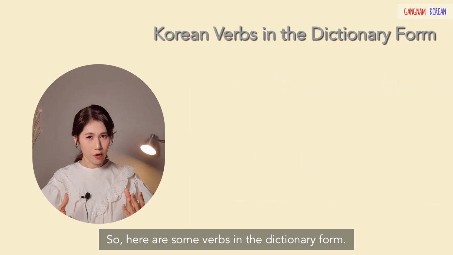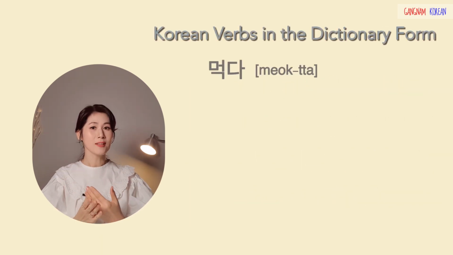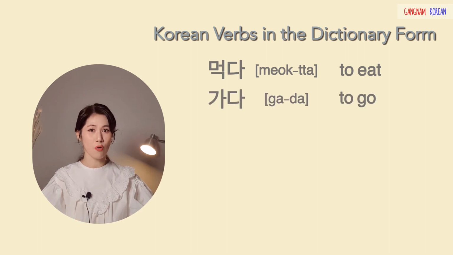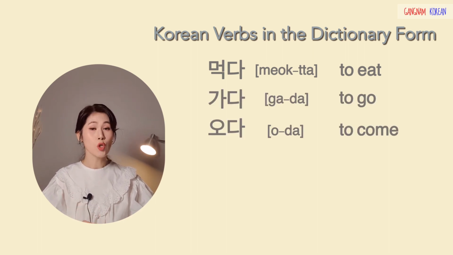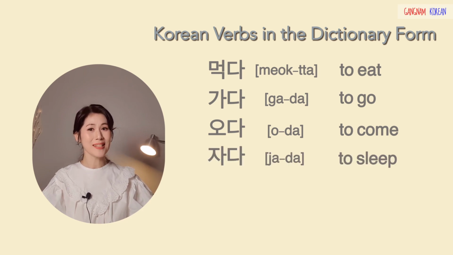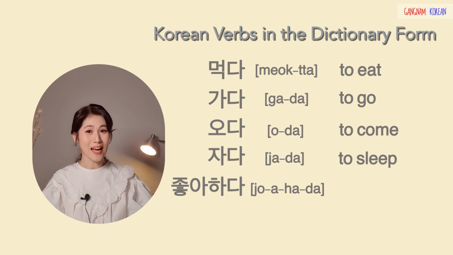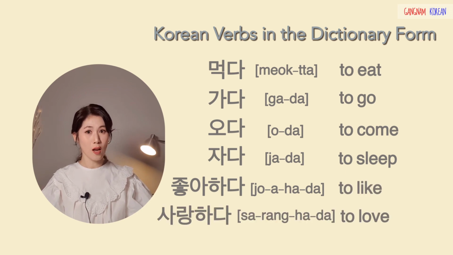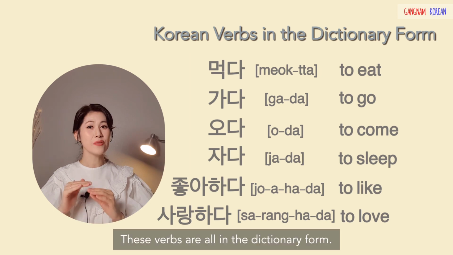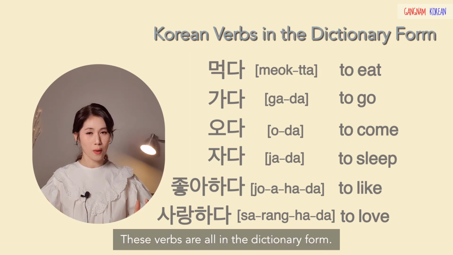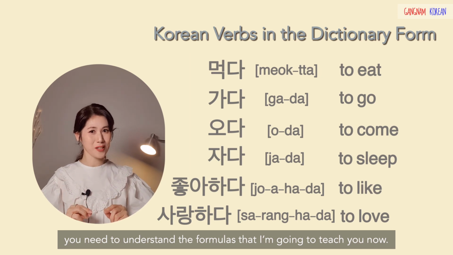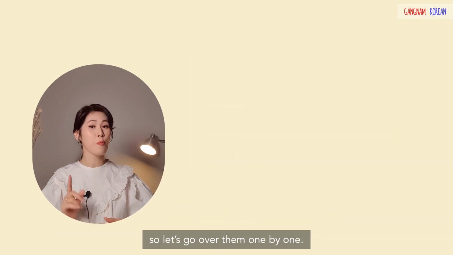So here are some verbs in the dictionary form. 먹다, to eat. 가다, to go. 오다, to come. 자다, to sleep. 좋아하다, to like. 사랑하다, to love. These verbs are all in the dictionary form, and in order to conjugate them, you need to understand the formulas that I'm going to teach you now. So let's go over them one by one.